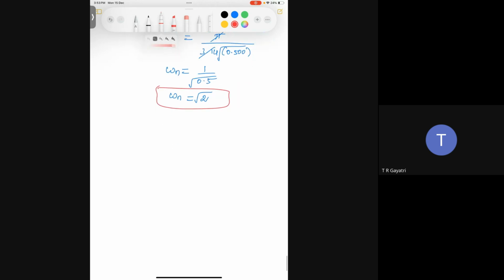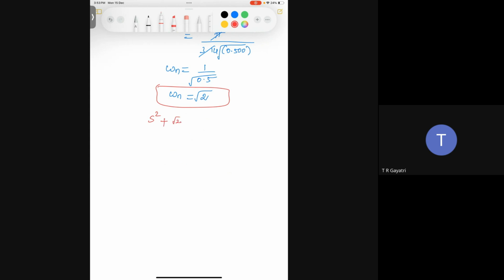So your characteristic equation is s square plus, it is plus only, no? Root 2 into 0.707 s plus root 2 square, it is 2.